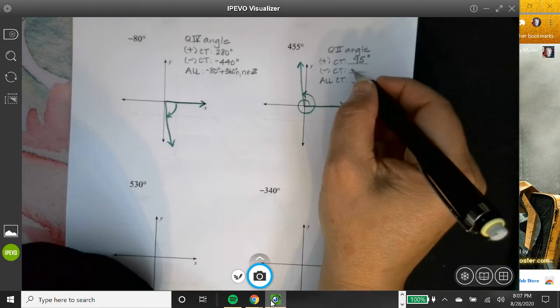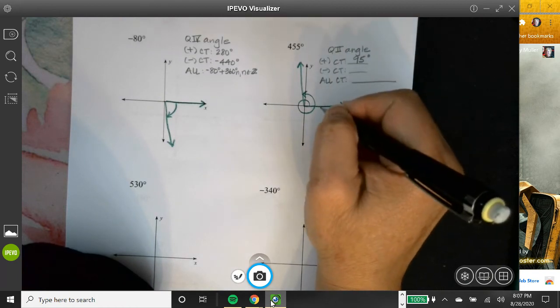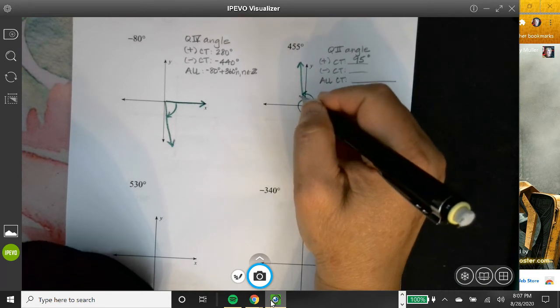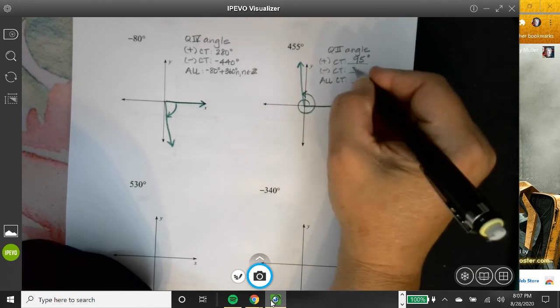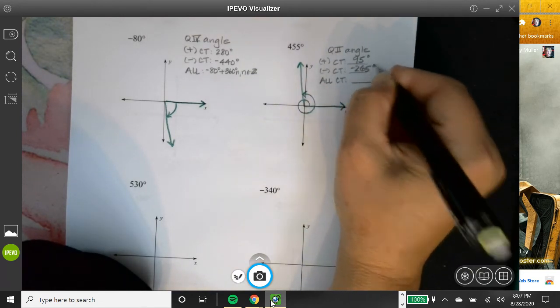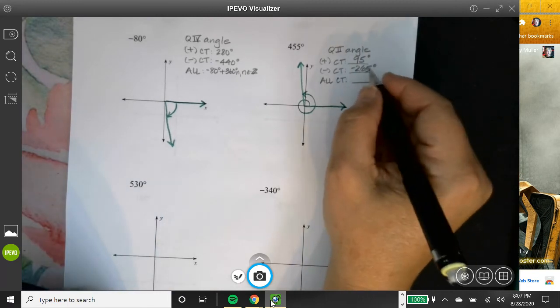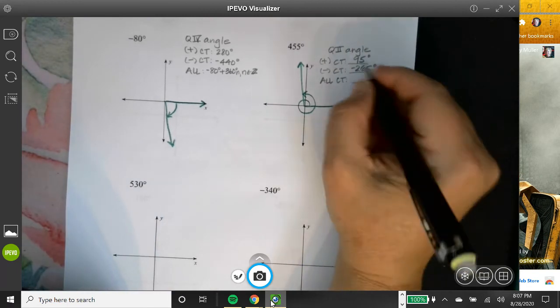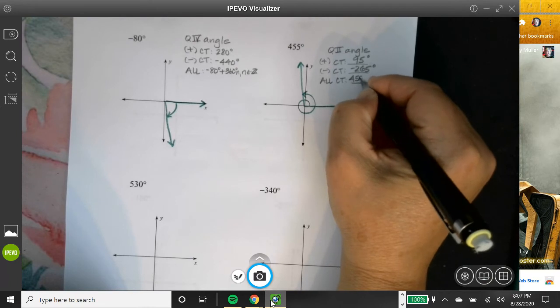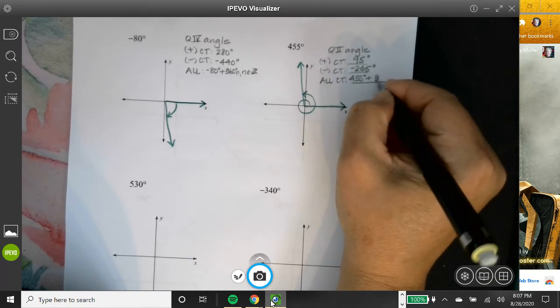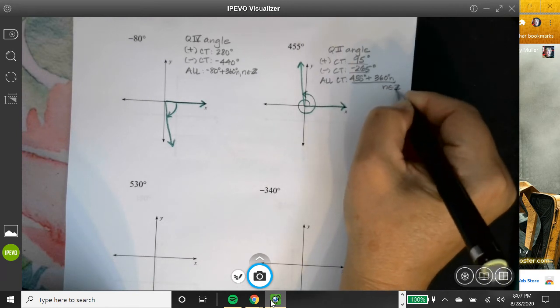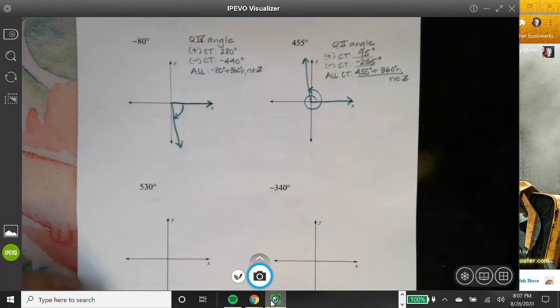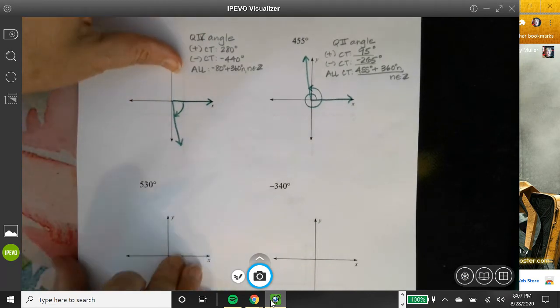And then I want a negative coterminal. Well, that would just be, if I were to rotate in a clockwise direction, that would almost be 270. Except how short am I? Well, I'm 5 degrees short. So it would be negative 265. All right. And then if I want an expression for all of them, I would say 455 degrees plus 360 degrees times n, an element of the integer set. Okay? I hope you're getting the hang of it.